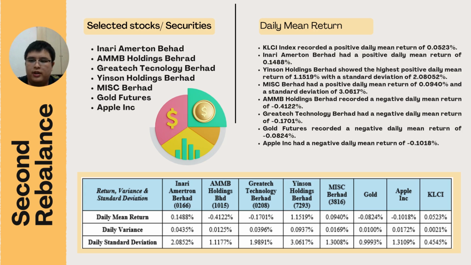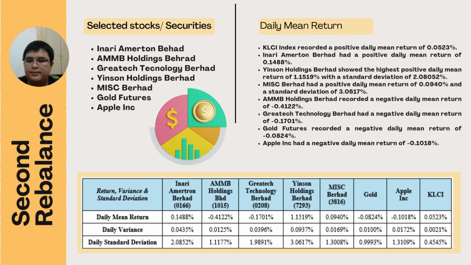existing portfolio. In the second rebalance of the portfolio, there are 5 local stocks which are Inari Amertron Berhad, AMMB Holding Berhad, Greatech Technology Berhad, Yinson Holding Berhad, and MISC Berhad, one derivative which is Gold Futures, and one international stock which is Apple. We collected the historical data of the portfolio from 3rd June to 24th June for financial modeling purposes. In the second rebalance, we implemented the same techniques as previously by using Microsoft Excel formulas.